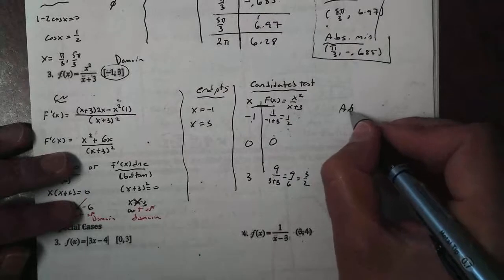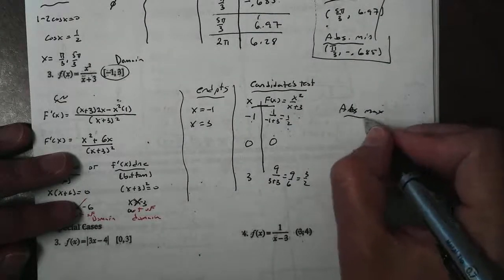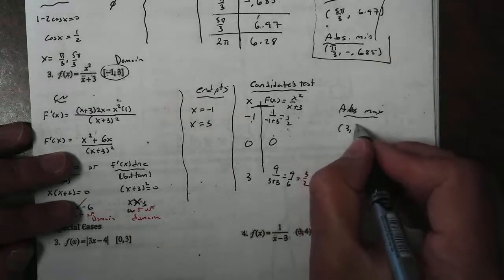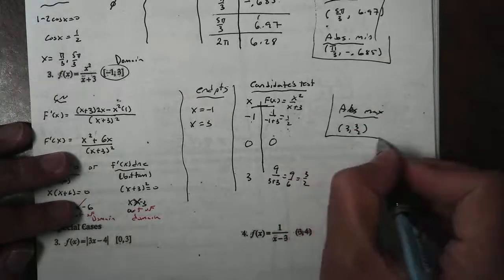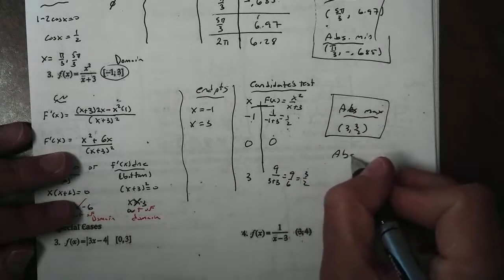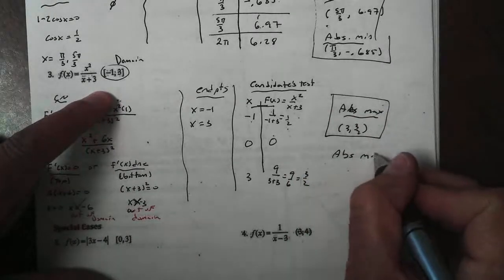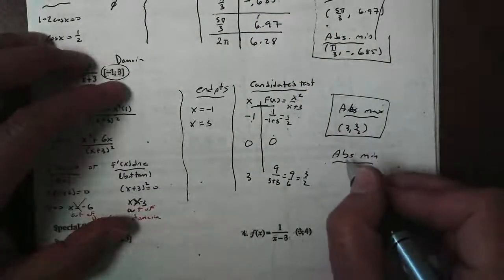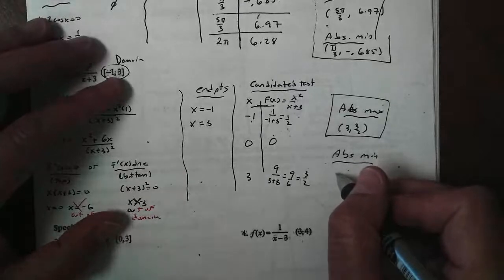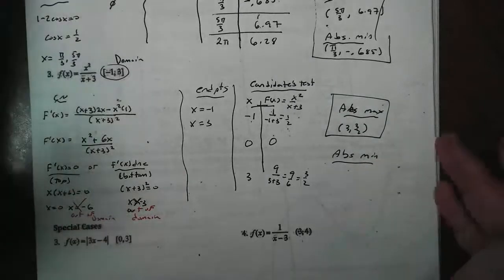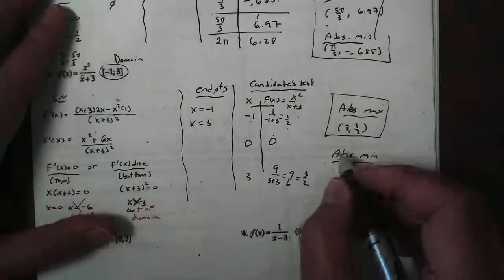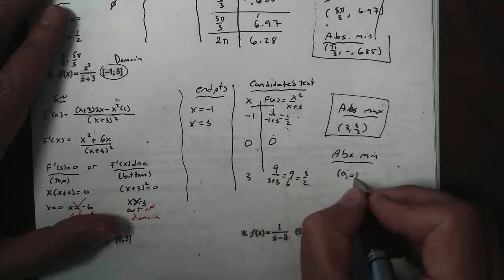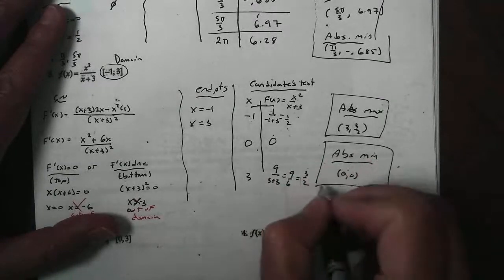So our absolute maximum, let's go ahead and find this, as a point is going to be (3, 3/2). Our absolute minimum value, the smallest value on this domain, remember, it's not necessarily the smallest value on the graph, but it's the smallest in our domain. Everything is good when you restrict the domain. An absolute minimum would be at (0, 0). And those would be our answers right there.